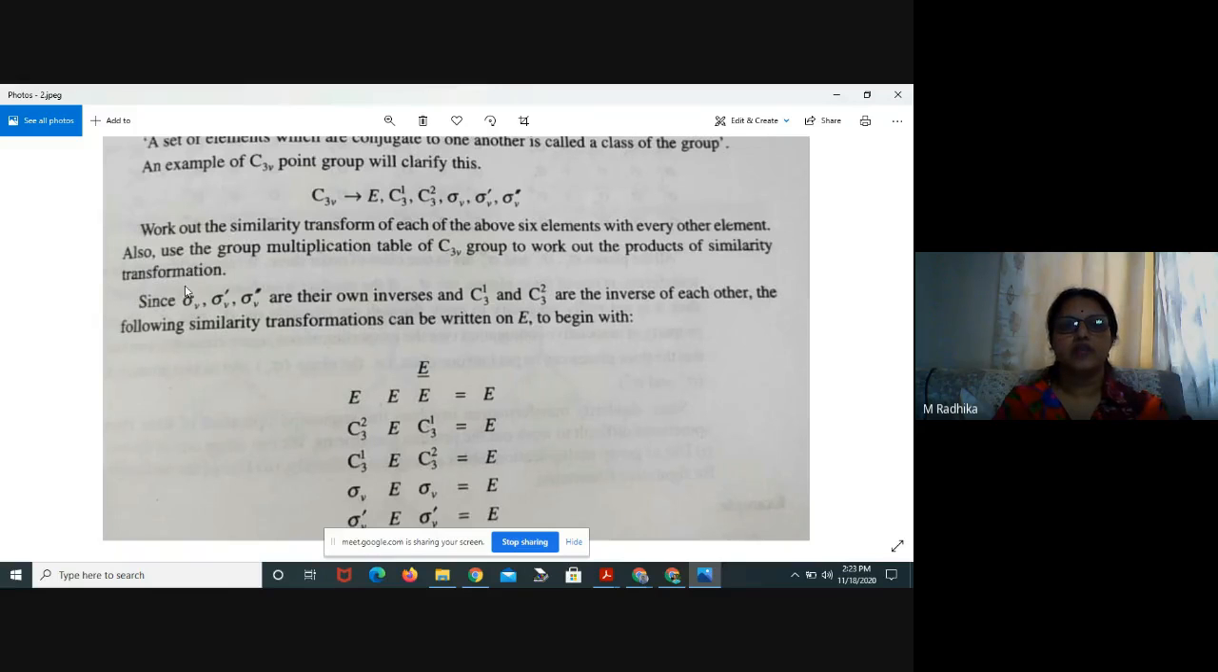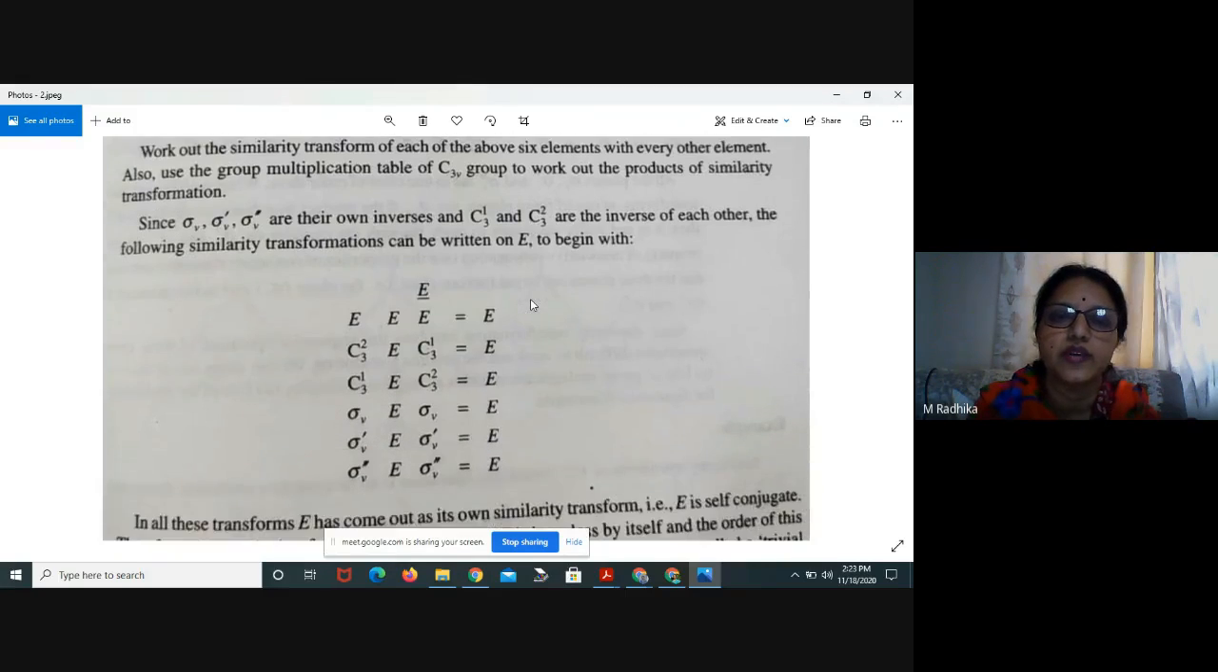Now sigma v prime, sigma v double prime, these three vertical planes are their own inverses. Their own inverses means if I take a plane and take the reflection, and if I do the inverse, that means I am reflecting and going back to the same structure. So each of these is becoming an inverse of itself, and C31 and C32 are again inverse of each other. So when we do this, taking the example, you will understand.